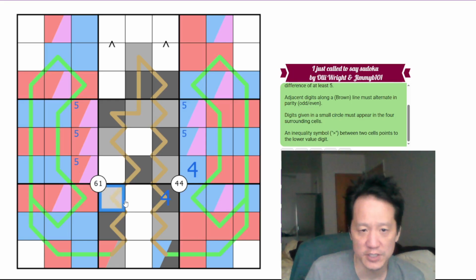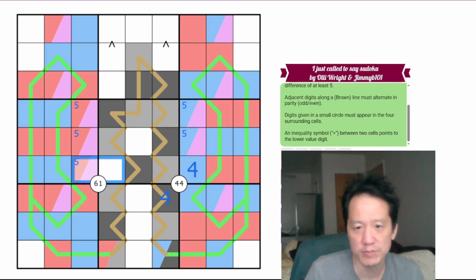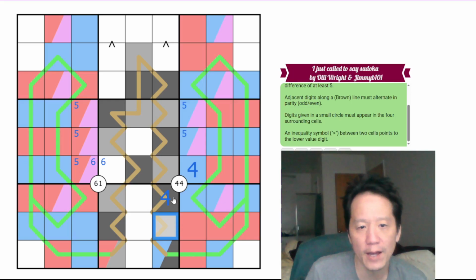This can't be 6 because this is an odd digit. So 6 must be one of these 2 digits. We're not sure which. But the darks, it could be here.